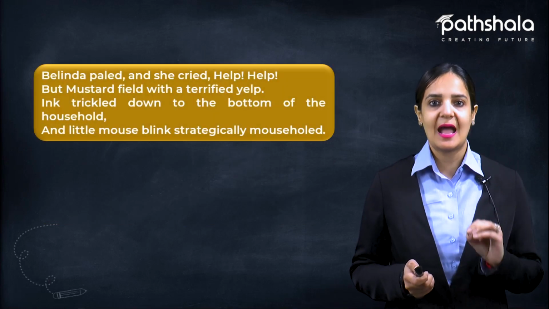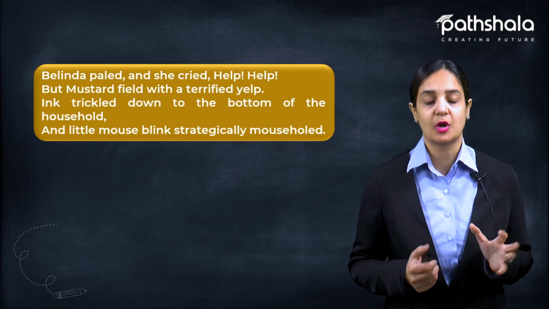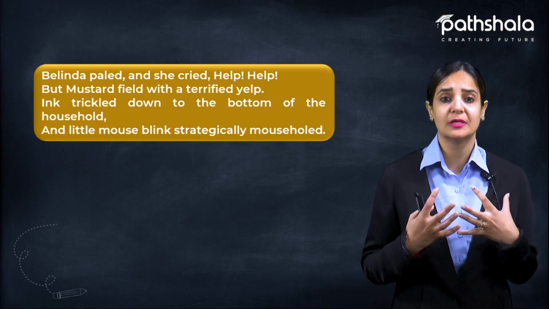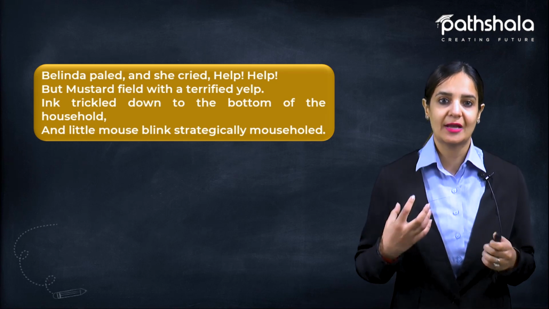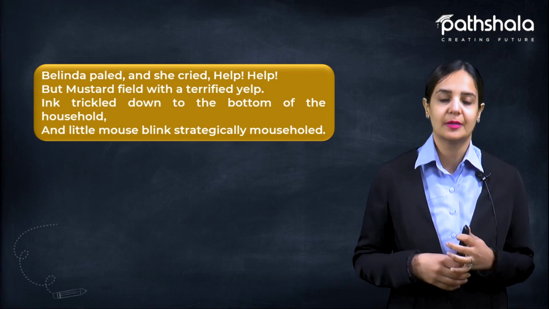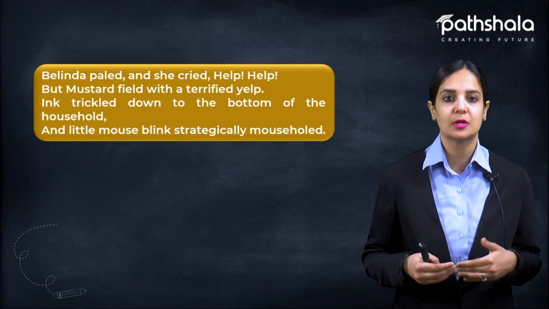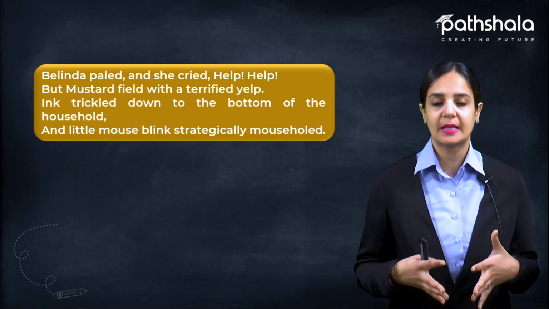Belinda paled and she cried, help, help. Now Belinda's face completely turned yellow. Pale is to turn yellow. Her face turned yellow, and she started crying for help, asking people to help her out. She started screaming help and help.